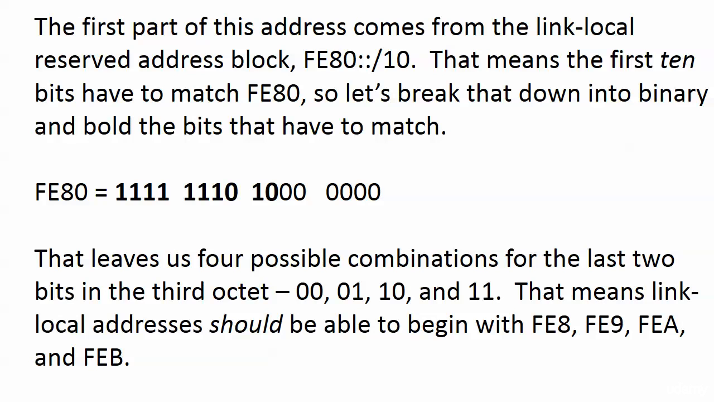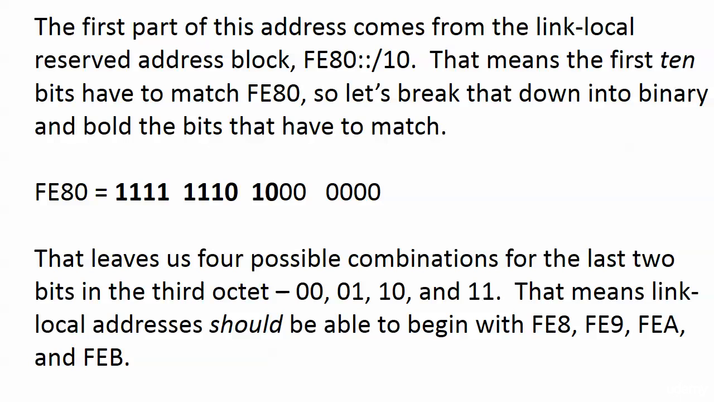And this is a good one to know. It's FE80::/10. Now, that mask means the first 10 bits have to match FE80. So I've broken that down into binary, and the interesting thing here is that the last 2 bits in the third block, we could come up with 4 different combinations there because those don't have to match the 10-bit mask. They're the 11th and 12th bits, so they don't have to match.